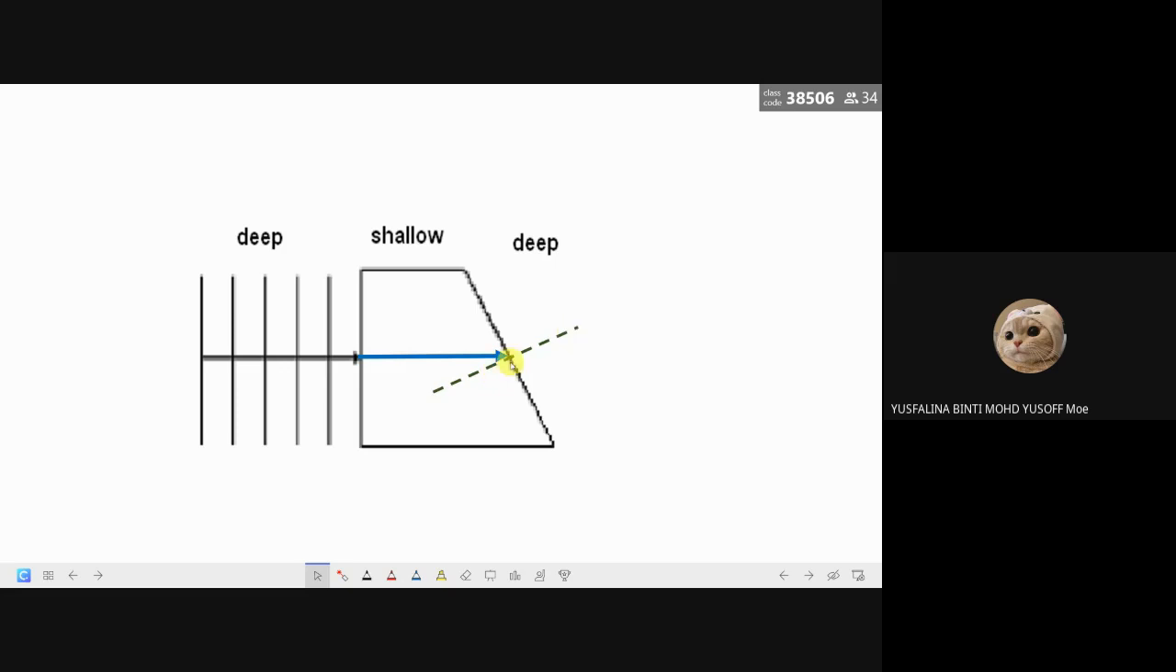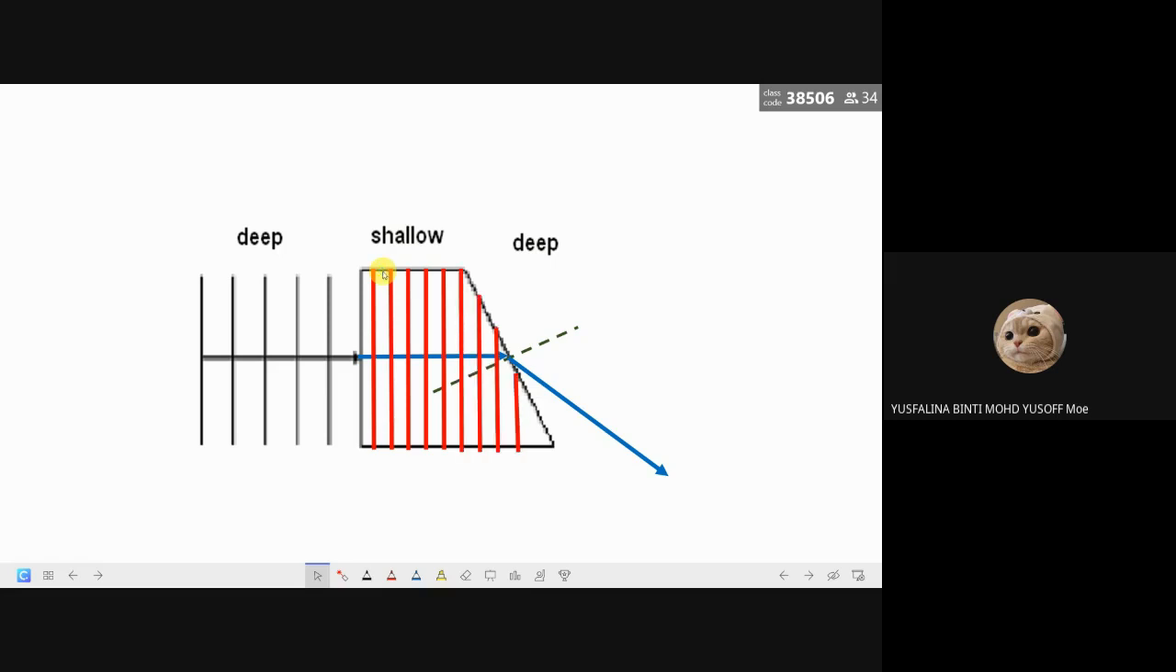When you draw the normal line again, this is shallow to deep, so it should be refracted away from the normal line. So you draw the direction of propagation away from the normal line. The next step, you should draw the wavelength. For the shallow area, the wavelength will be decreased if you compare it to the deep area.